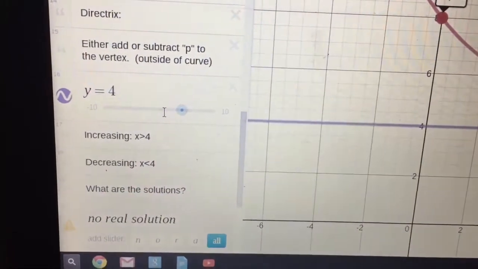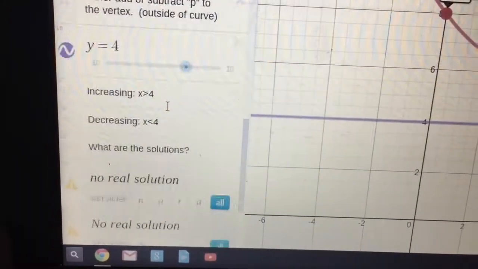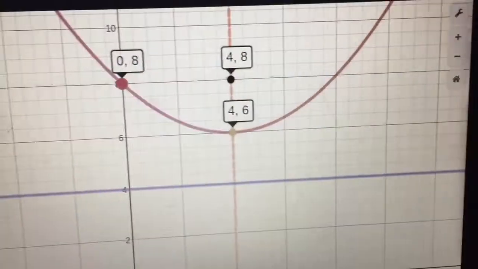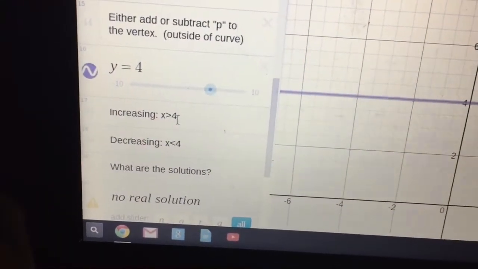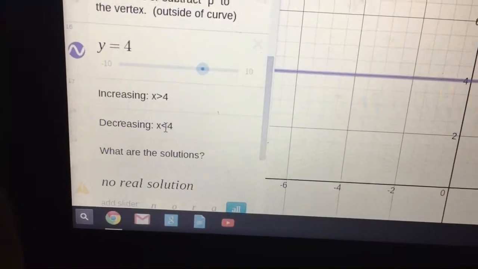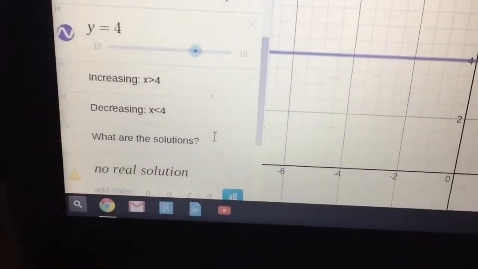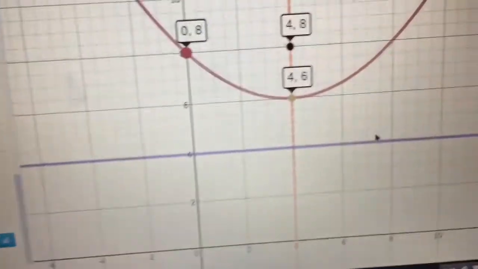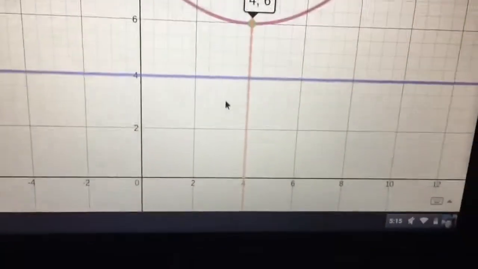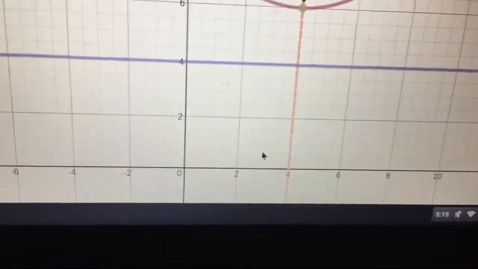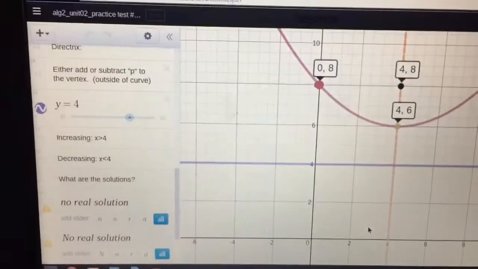Since it is increasing by 4 and decreasing by 4, there is no real solution. It is no real solution because it does not cross the x-axis. Every time it does not cross the x-axis, it has no solution. So yeah, that's problem number 1, and on to problem number 2.